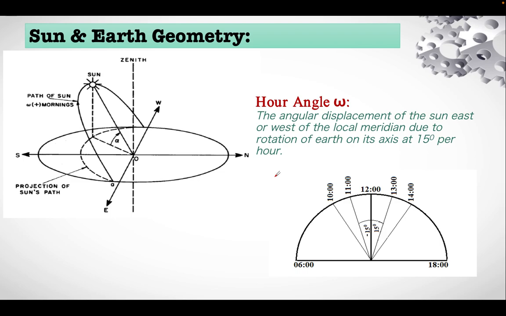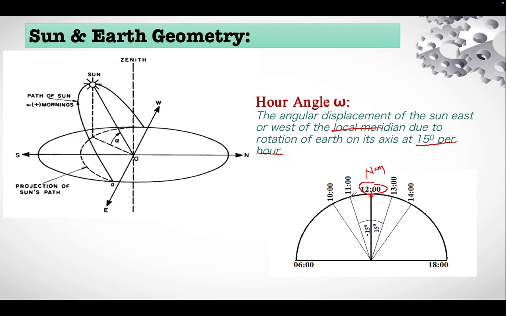The next angle is known as the hour angle. The hour angle is defined as the angular displacement of the sun east or west of the local meridian due to the rotation of the earth on its axis at 15 degrees per hour. Whenever we consider the hour angle, we must know it is related to the local meridian or local longitude. When the sun is at 12 noon, it is on that particular meridian. In that case we consider this as noon at that location, and the angle is made by that noon towards that particular time.